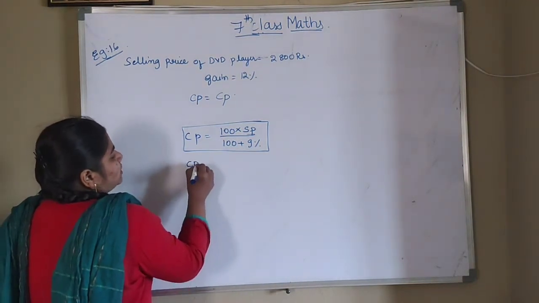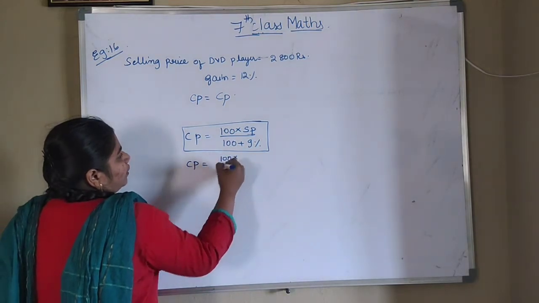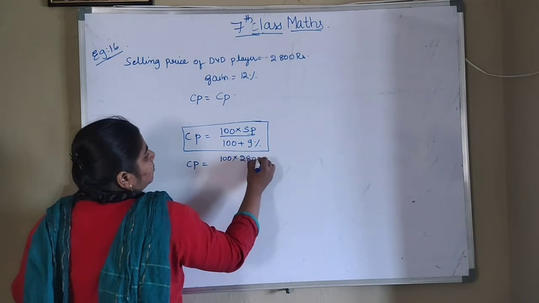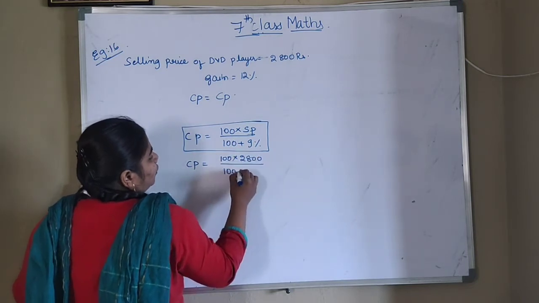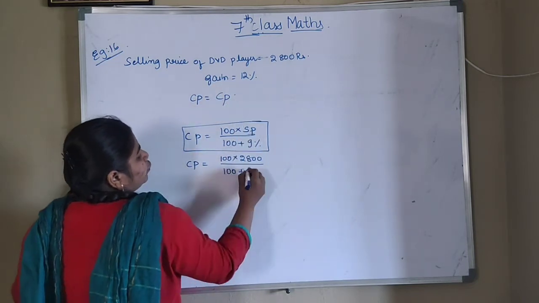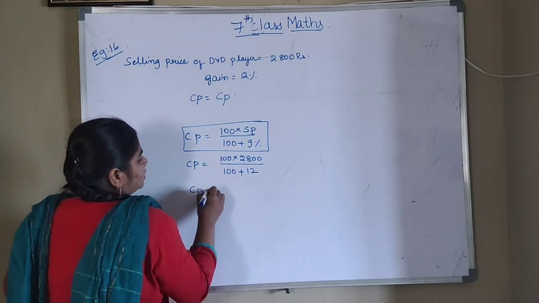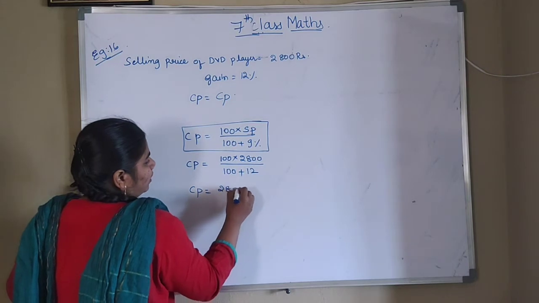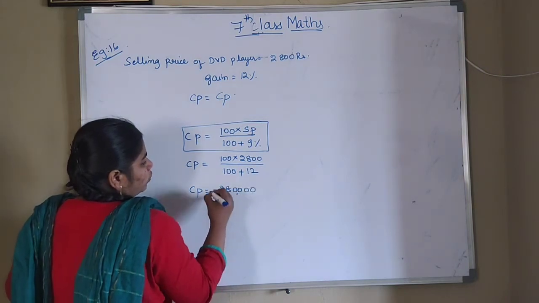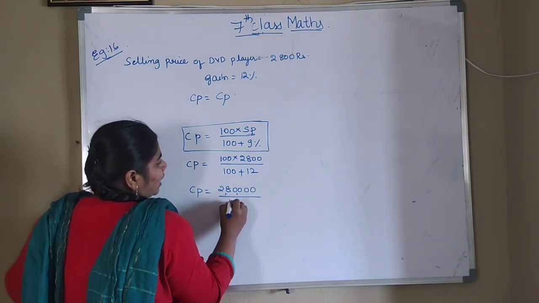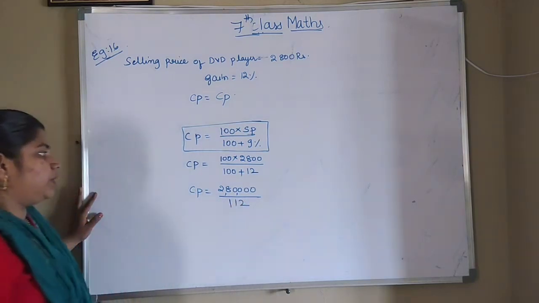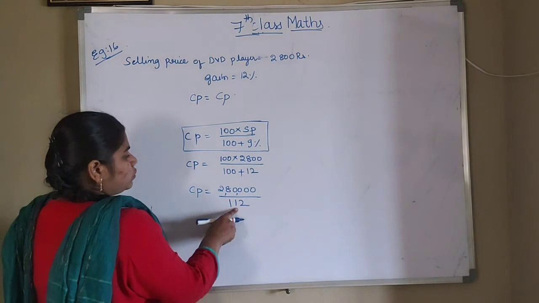So CP is equals to 100 into, what is the SP value? SP value is 2,800 by 100 plus what is the gain value? That is 12. Now CP is equals to 100 into 2,800, we have to multiply. So that will be 2,80,000 by 100 plus 12 will be 112. Now in which table can we cancel? 2 plus 1, 3, 4.